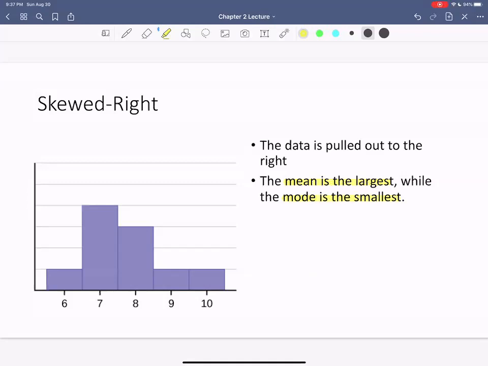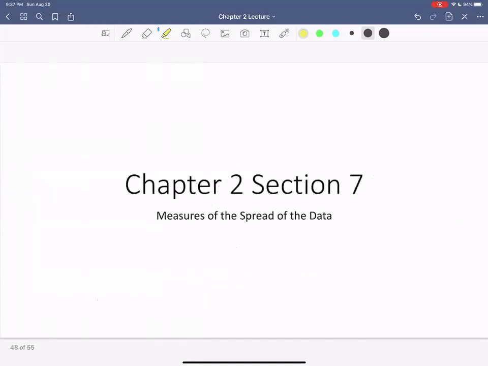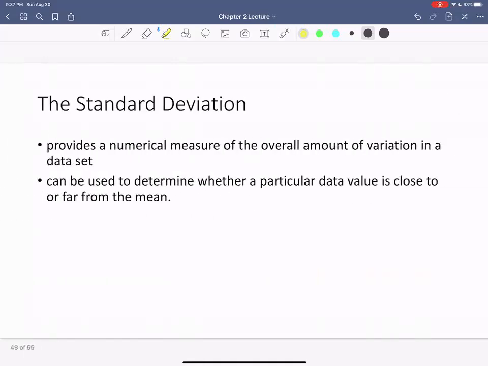That section was a lot shorter than the last bit, so we're going to move to the next section. That's the measures of the spread of the data. So what are we talking about? We're talking about standard deviation. This comes right from the text. I wanted to pull it right from the text. It says it provides a numerical measure of the overall amount of variation in the data set, and it can be used to determine whether a particular data value is close to or far from the mean.